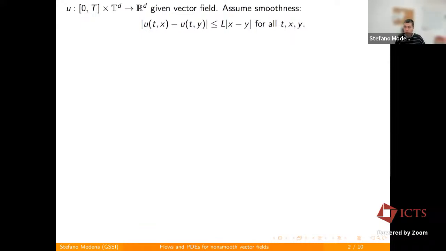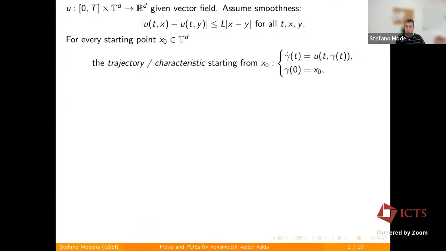Now, what you do when you have a vector field, the first thing you do is to consider the ordinary differential equation associated to this vector field. You pick some starting point x0 in your domain, and you consider the ODE associated to U: gamma dot of t equal to U of t, gamma of t, with the value at time zero of your solution being this fixed point x0. And we all know that under this assumption, there exists a unique solution to this ordinary differential equation that we will call trajectory or characteristic starting from the point x0.